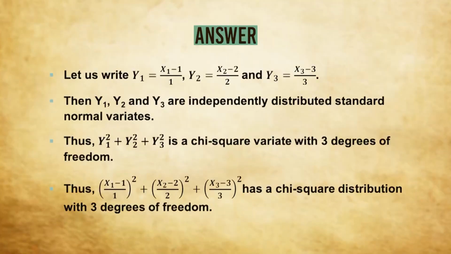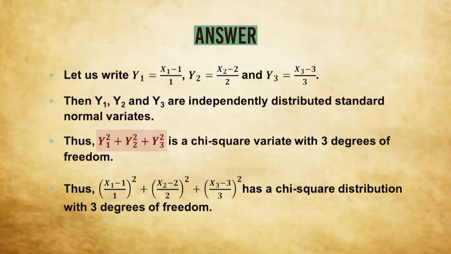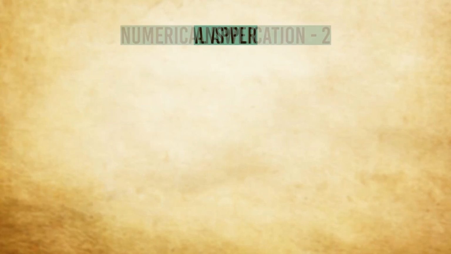So, from X1, X2 and X3, we construct 3 standard normal variates Y1, Y2, Y3. We subtract the mean and divide by the standard deviation. So Y1 will be (X1 minus 1) by 1, Y2 will be (X2 minus 2) by 2, and Y3 will be (X3 minus 3) by 3. So now in our hand we have 3 standard normal variates. As you can recall, a chi-square distribution is nothing but the sum of squares of standard normal variates. So we take Y1 square plus Y2 square plus Y3 square as a chi-square variate with 3 degrees of freedom. So that completes the answer. We go to the next problem.